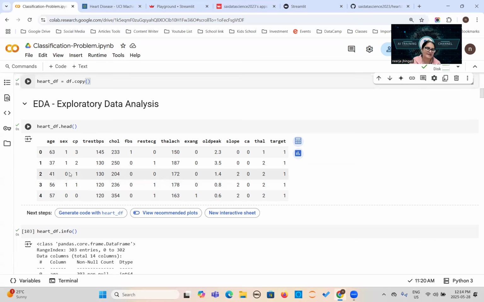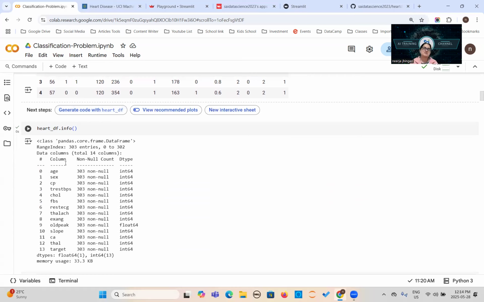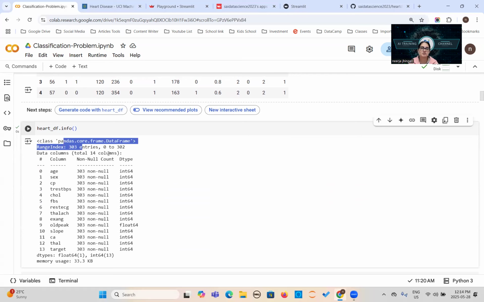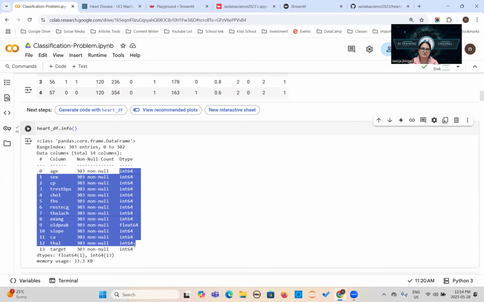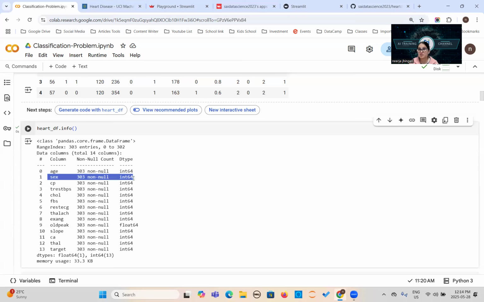They have built it. Now we will look at the info method. This is a very good method. Here you can see the total number of records. This is 303. You have a total number of columns, 14, right? And it is telling you what data type, right? Integer. Now look at this. This is the gender column. It is showing integer. But in actual, this is categorical, right?